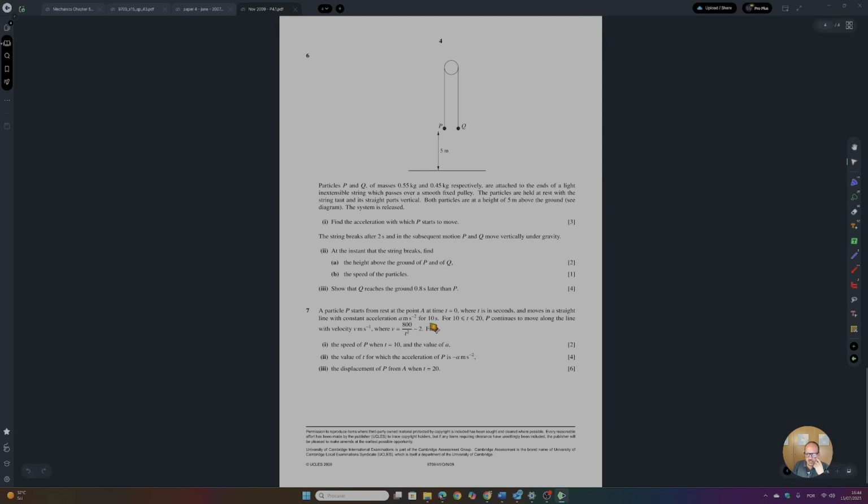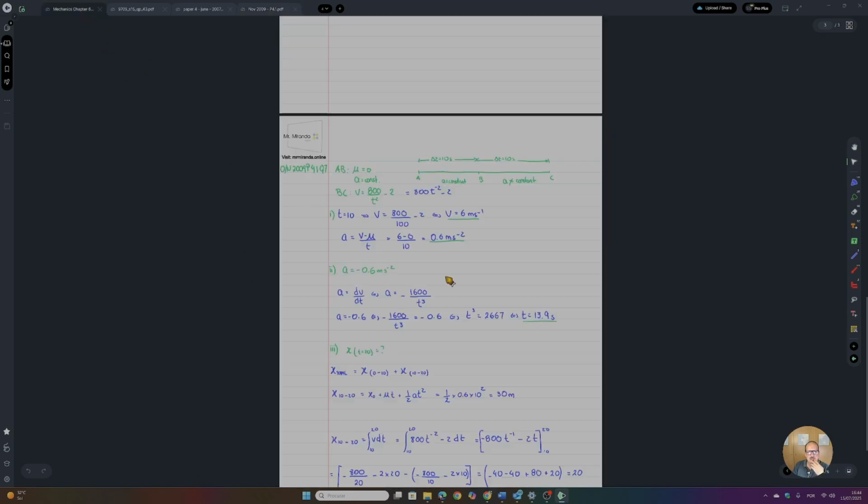Find the value of t for which the acceleration of P is minus a meters per second squared. So now you know that this is minus 0.6 meters per second squared. You need to know the value of t for which the acceleration was the negative of that. What is the expression for the acceleration? It is the derivative of that. So let's just differentiate that.